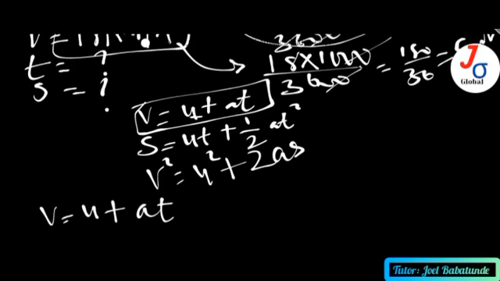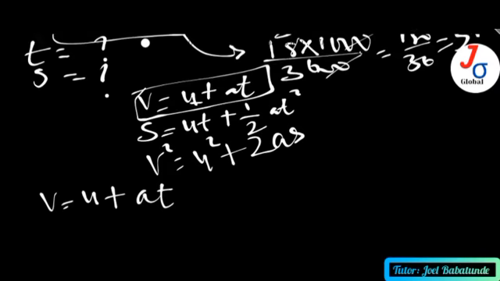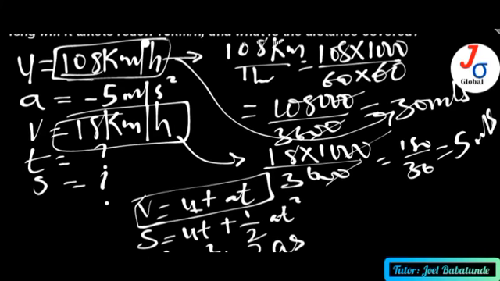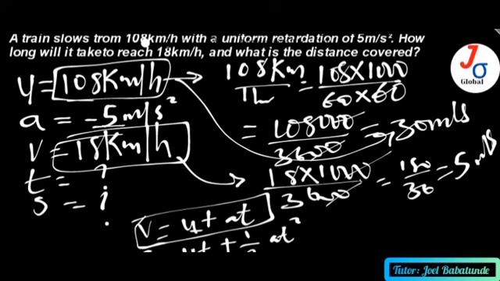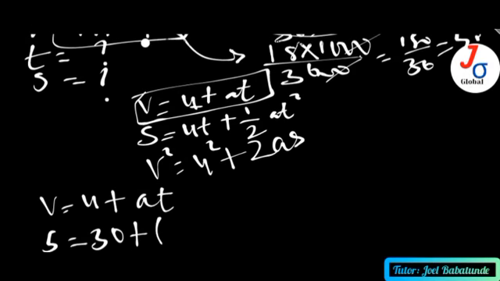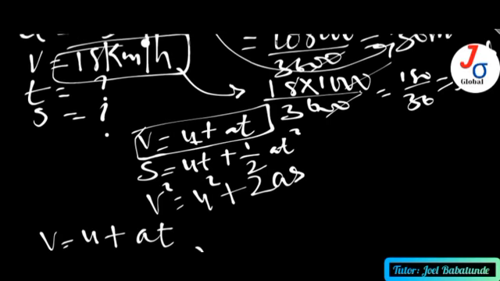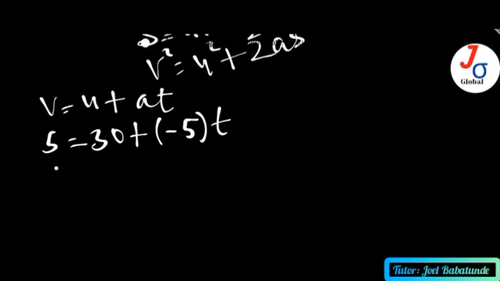So what's my V? My V is 18 kilometers per hour, which we have converted to 5 meters per second. What's my U? This is my U, 108, but we've converted that to 30 meters per second. So that's 30. Plus, what's my acceleration? Acceleration is minus 5. Then what's my time? I think that's what we're looking for, T. And so we have 5.